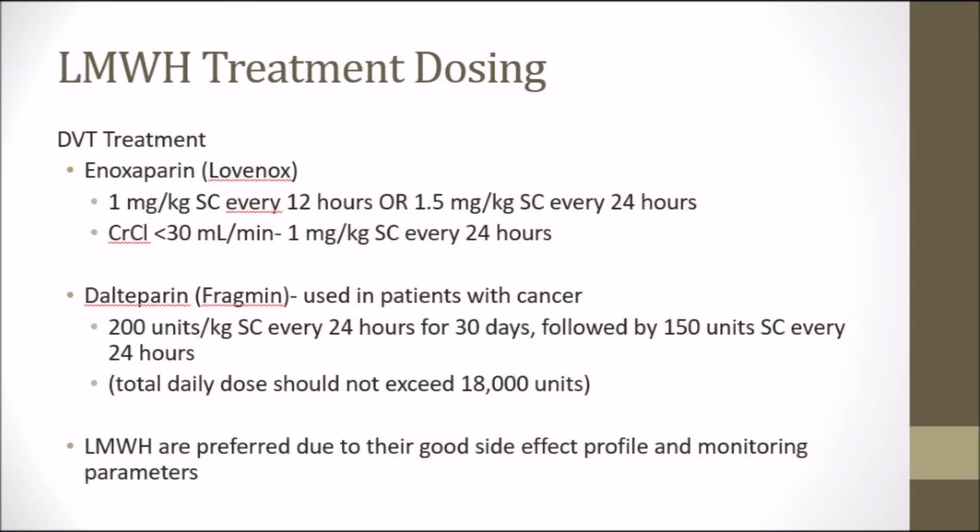Here is the DVT treatment dosing. For enoxaparin or Lovenox, it's 1 milligram per kilogram sub-Q every 12 hours, or 1.5 milligrams per kilogram sub-Q every 24 hours. And if the patient has renal insufficiency with a creatinine clearance less than 30, then you would reduce their dose to 1 milligram per kilogram sub-Q every 24 hours.